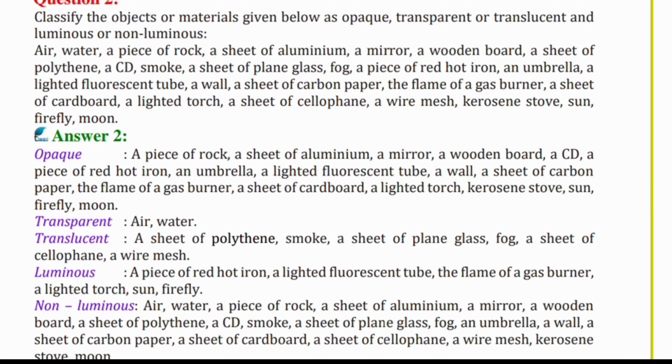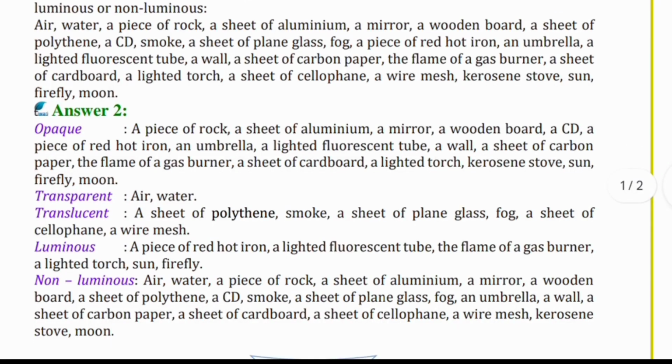A piece of red hot iron, a lighted fluorescent tube, the flame of a gas burner, a lighted torch, sun, and firefly. These are luminous objects.